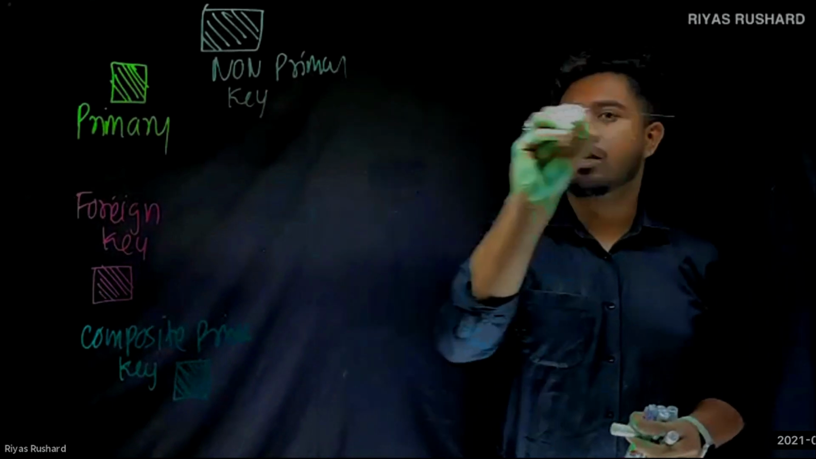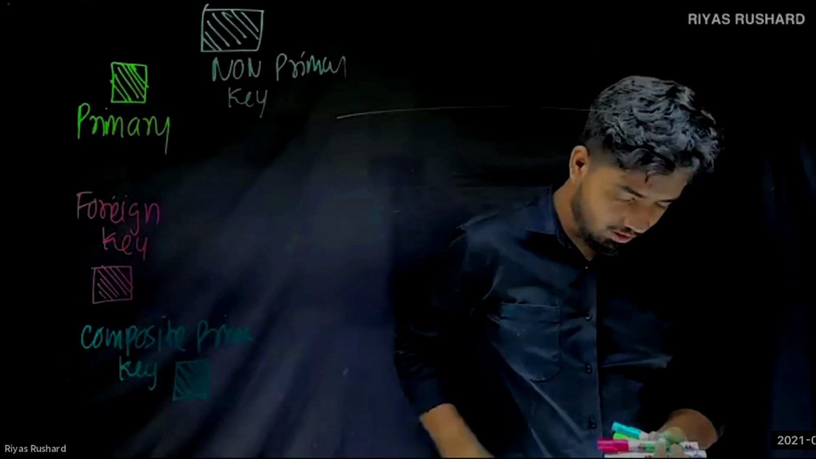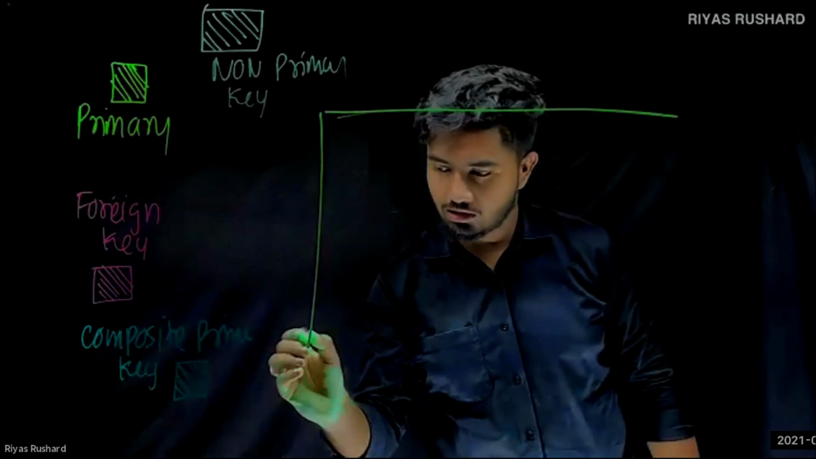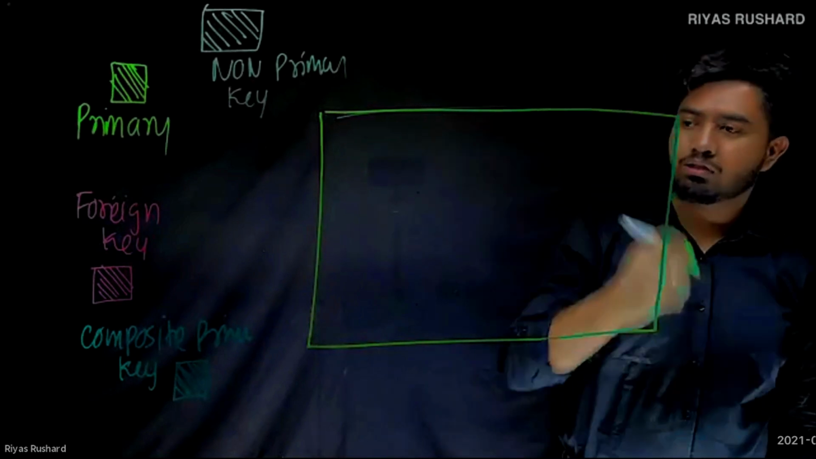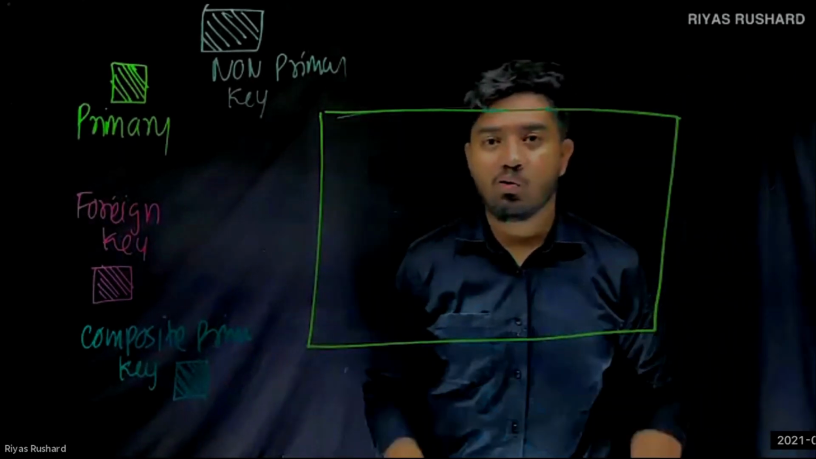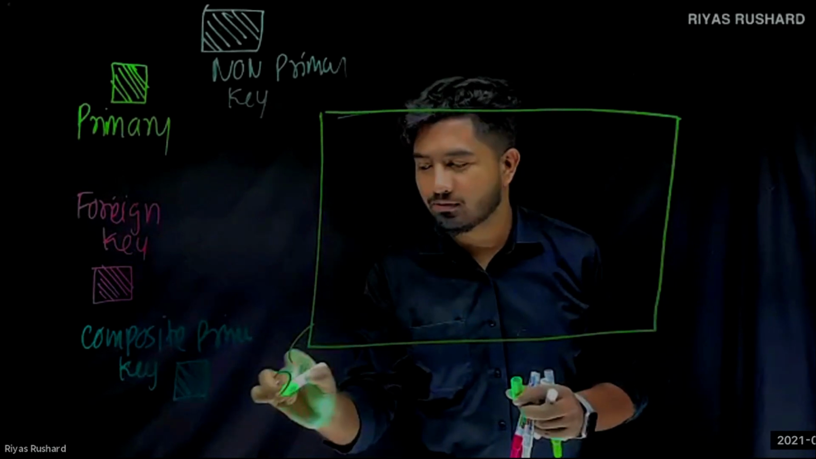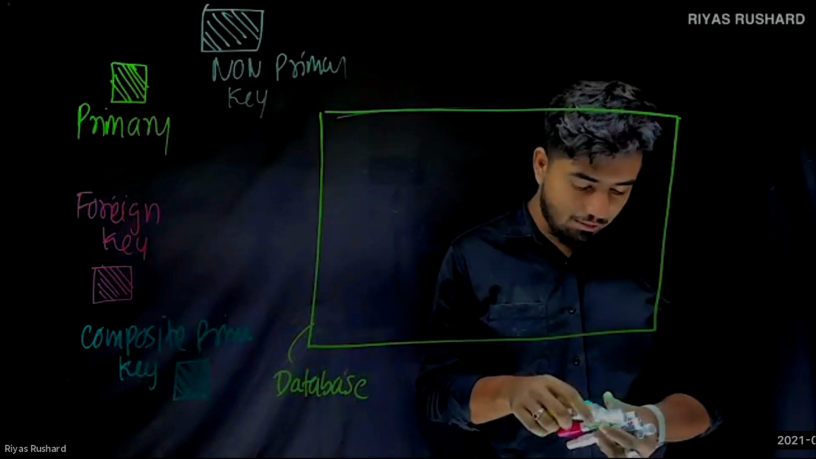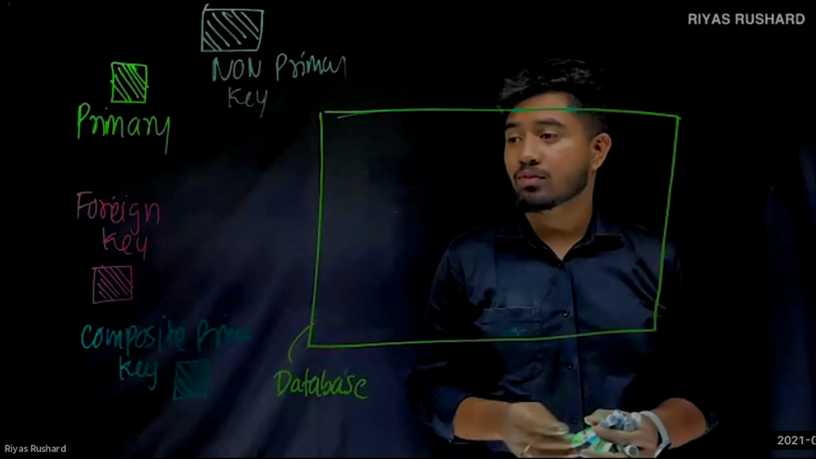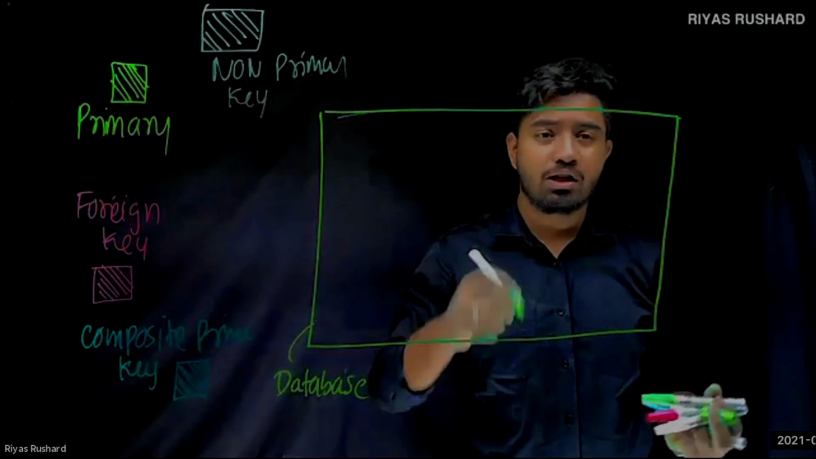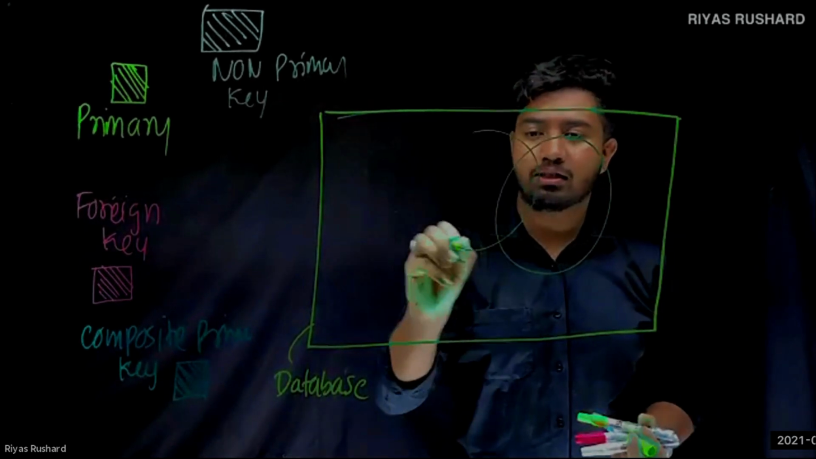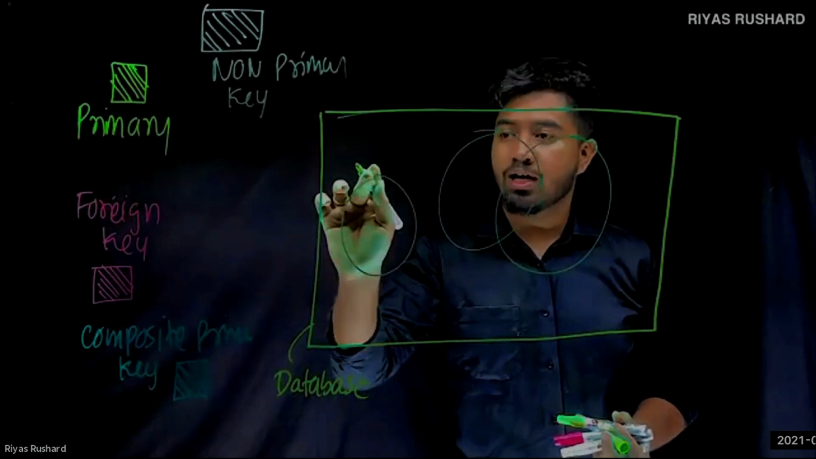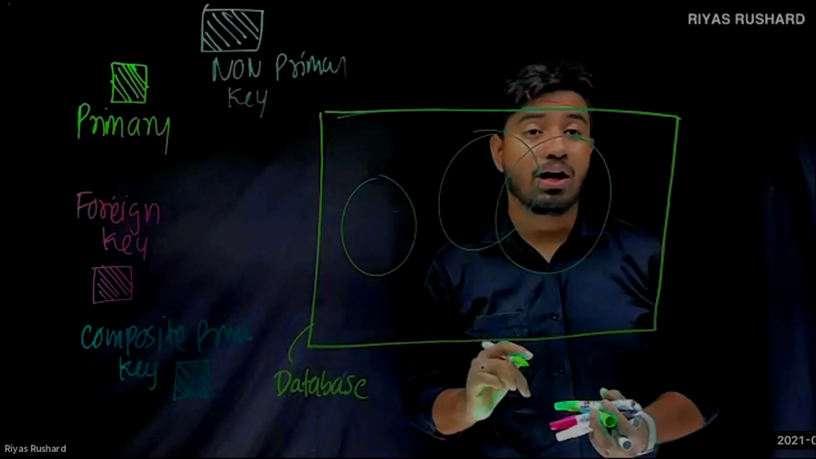We're going to have the table out there. I'm going to use the table in this format. Now this box is assuming the database. The box is the database, and you have a set of tables out there.